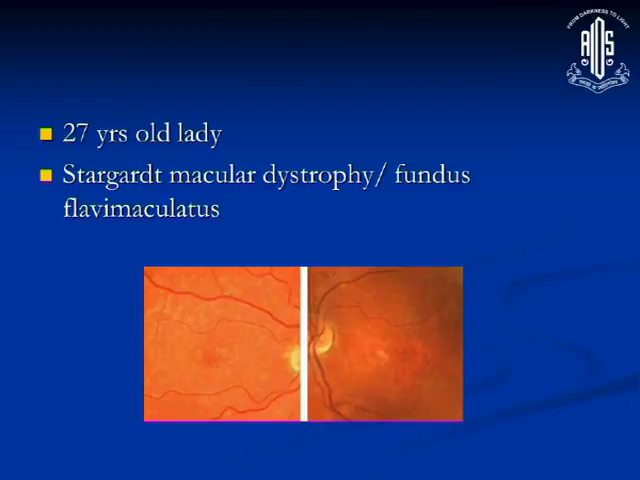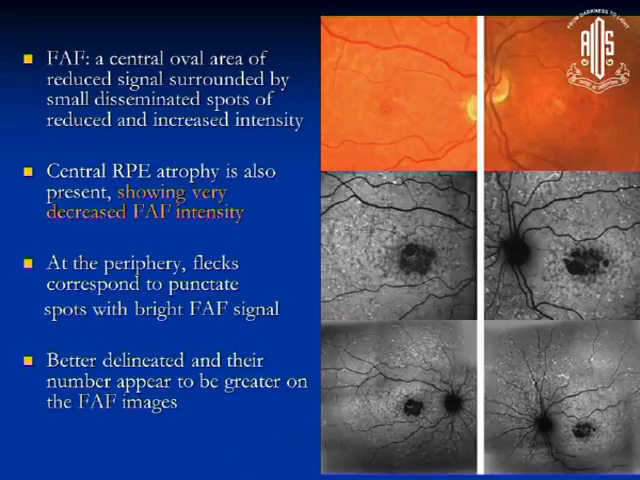This is a 27-year-old lady who has Stargardt's disease, fundus flavimaculatus spectrum. Autofluorescence shows a central oval area of reduced signal surrounded by small disseminated spots of reduced and increased intensity. Now, central RPE atrophy is present, which shows a decreased FAF intensity. At the periphery, the flecks correspond to punctate spots with bright autofluorescent signals. They are better delineated and the numbers appear to be greater in the FAF images than in normal fundus photography.